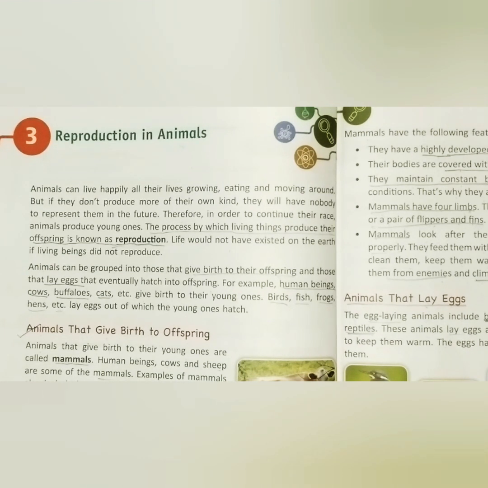In my previous lecture we learned what reproduction is. The process by which living things produce their offspring is known as reproduction. Life would not have existed on the earth if living beings did not reproduce. After that we learned that animals are divided into two groups: one that gives birth to their offspring, and another that lays eggs.